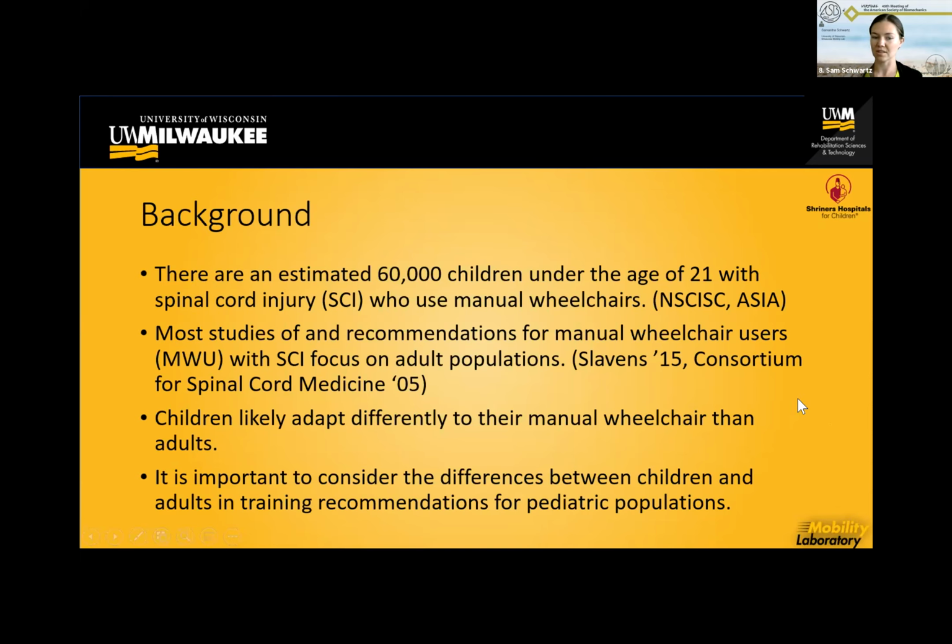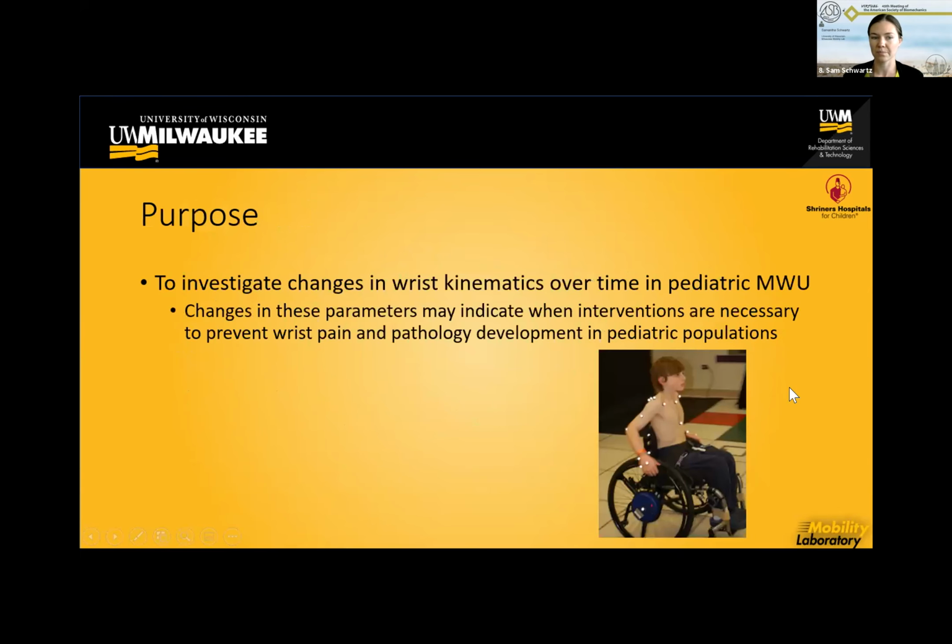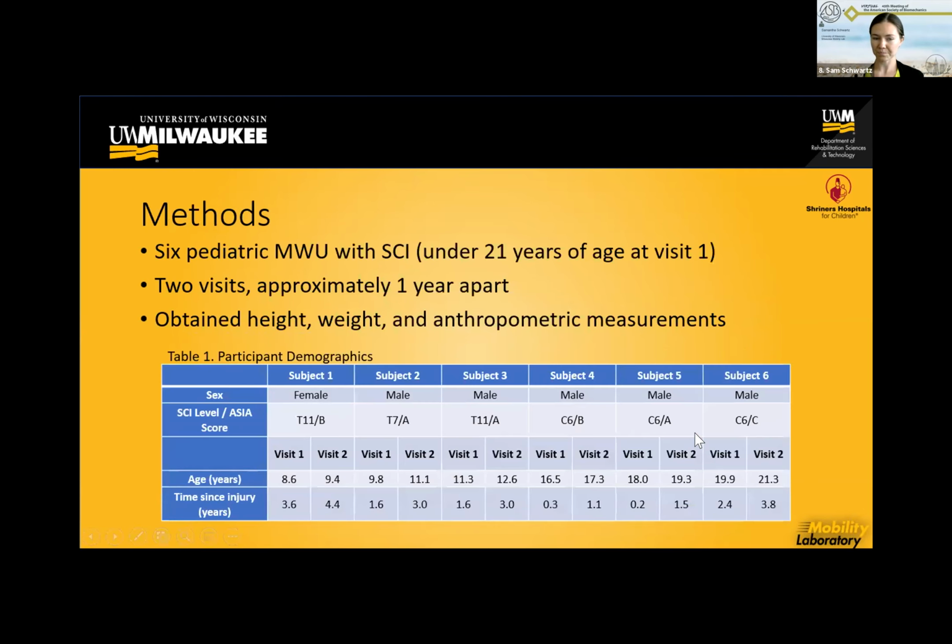So it's important to consider the differences between children and adults in training recommendations made for pediatric populations, rather than just using the recommendations made for adults. Following that, the purpose of our study was to investigate changes in wrist kinematics over time in pediatric manual wheelchair users. Changes in these parameters may indicate when interventions are necessary to prevent development of wrist pain or pathology in pediatric populations. We had 6 pediatric manual wheelchair users with spinal cord injury who participated in the study.